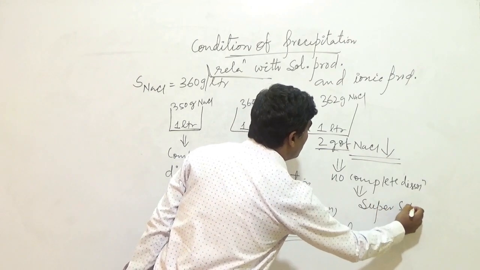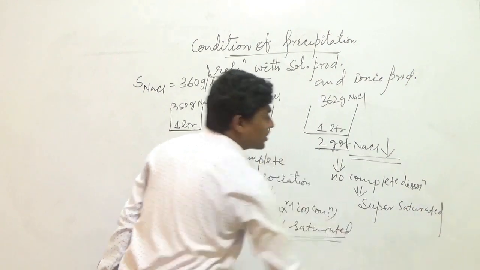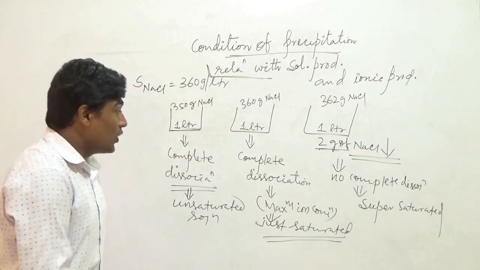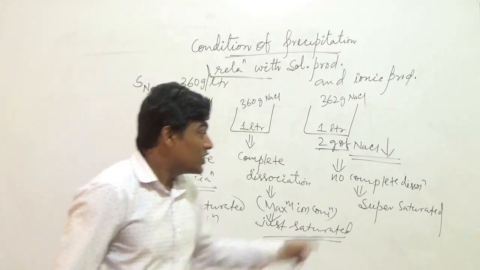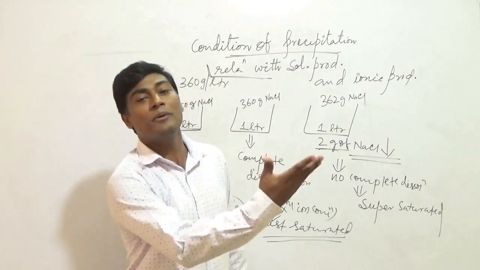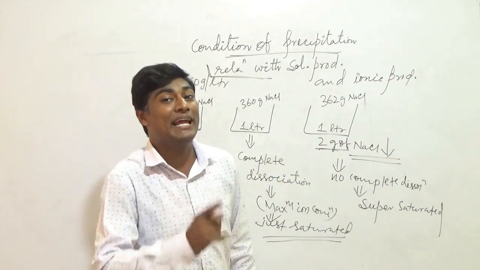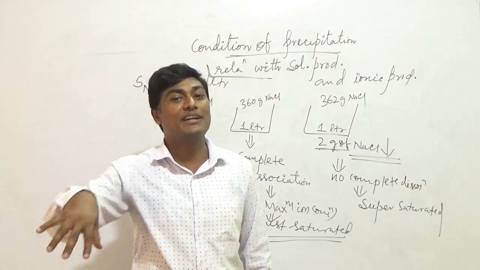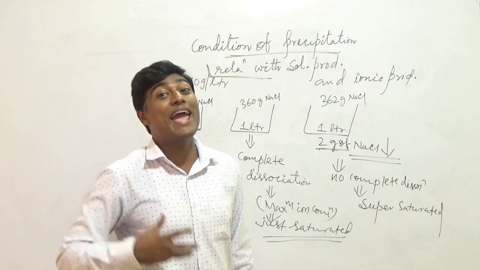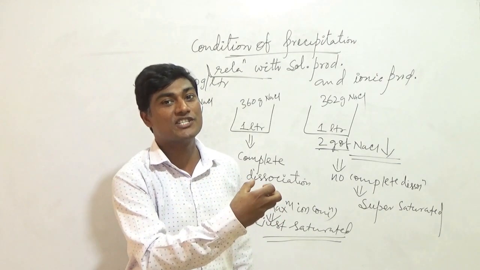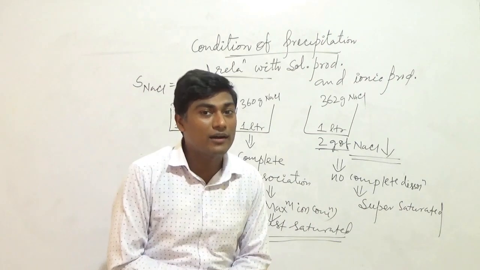This is called a supersaturated solution. Are you getting it now? So, three different cases: unsaturated, just saturated, supersaturated. Whatever the case, you can maintain only the maximum ion concentration, and if you exceed that ion concentration, precipitation will occur.